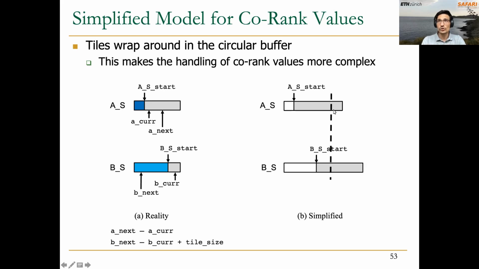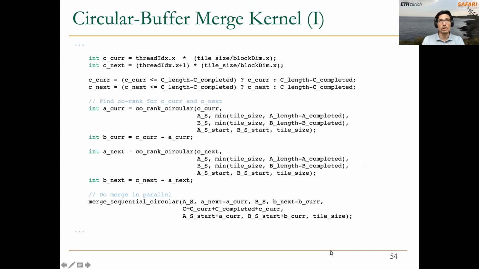They simply continue increasing, and even though the size of the tile is certainly limited, what we do is obtain kind of virtual current values such that B next or A next is always greater than or equal to B current or A current. This way, we can always calculate the distance between both indices using the same expression, B next minus B current. And this is how the code looks.